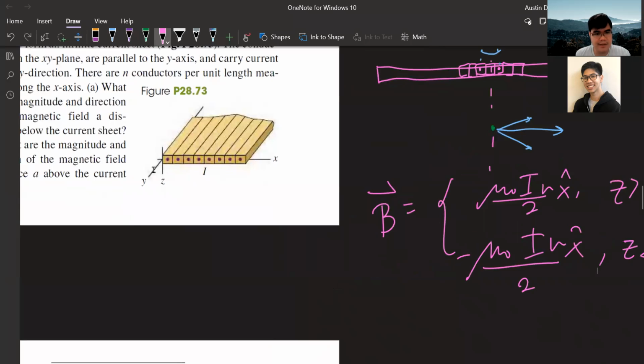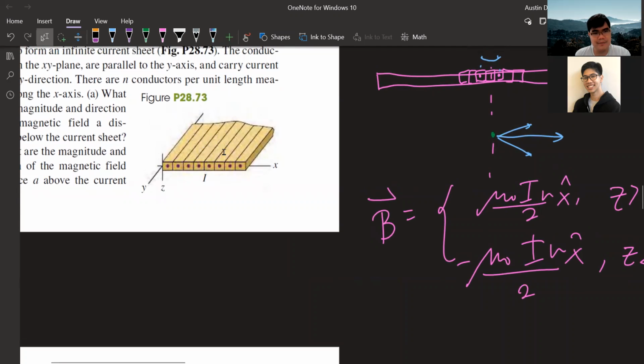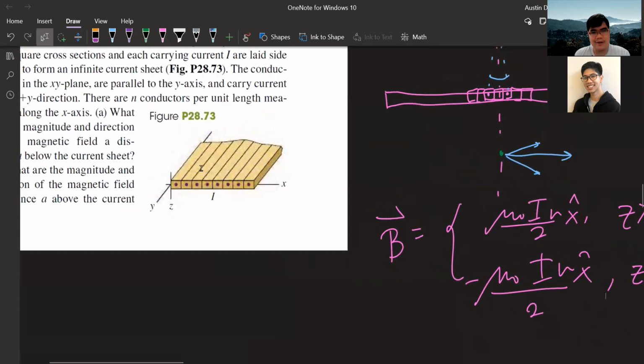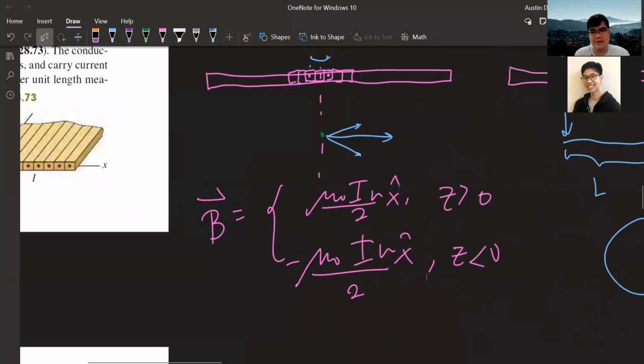Okay? Z kasi nasa baba eh. Yung positive z nasa baba. So therefore, yung negative z, yung less than 0, itong region na to yung nasa above the plane of currents is going to the left, which is yung left natin in this sense is negative x. So you have this.